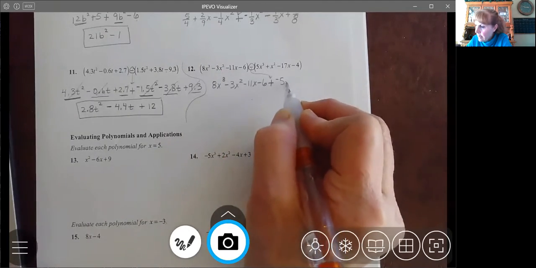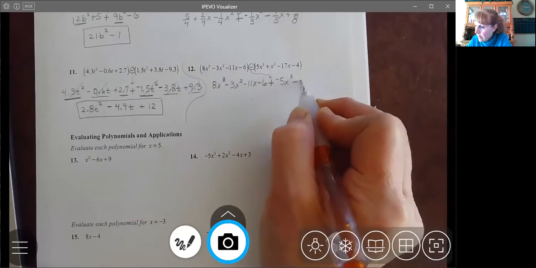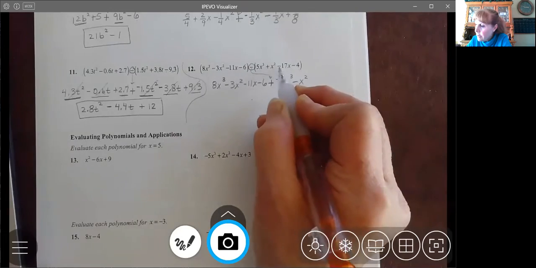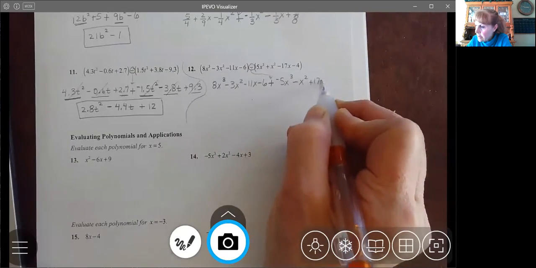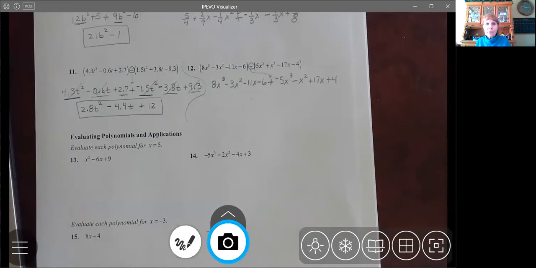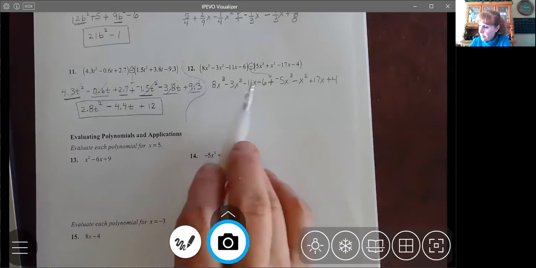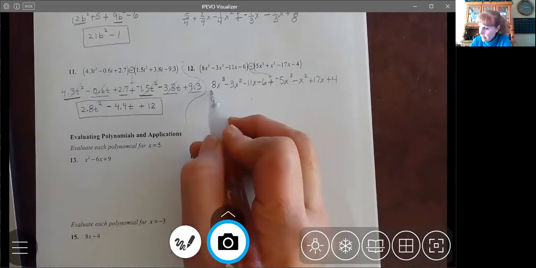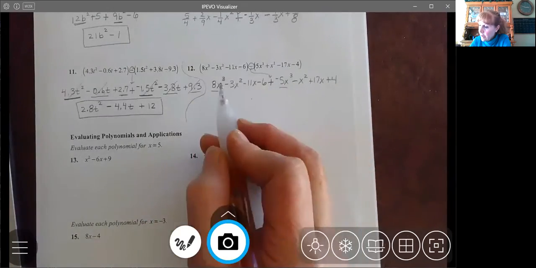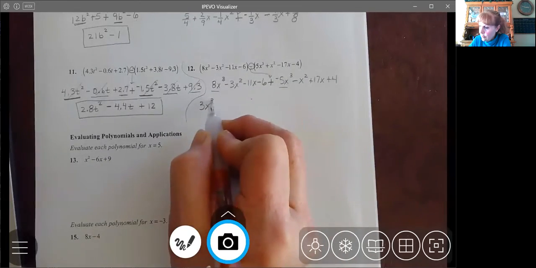Negative 5x cubed minus x squared plus 17x plus 4. And now you look for common like terms and combine the coefficients in front. So looking at this, we have an exponent of x cubed and x cubed. They are like terms. 8 and a negative 5 is 3x cubed.